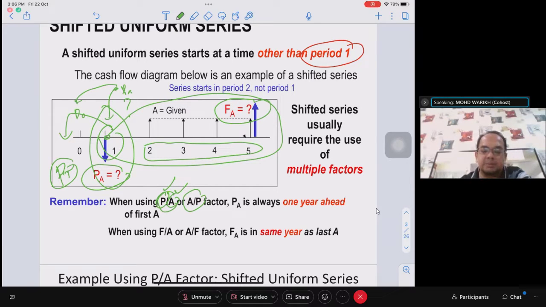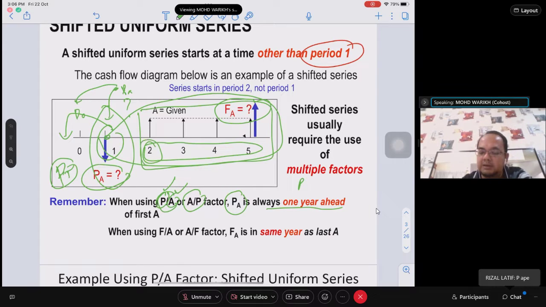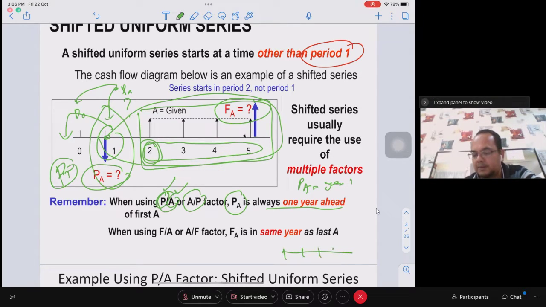That means that PA, as I said before, is always 1 year ahead. Start from the example here. The A starts at year 2, right? So the PA is at year 1, always 1 year ahead. If the cash flow diagram starts at year 4, then the PA must be at P3, as an example like that.